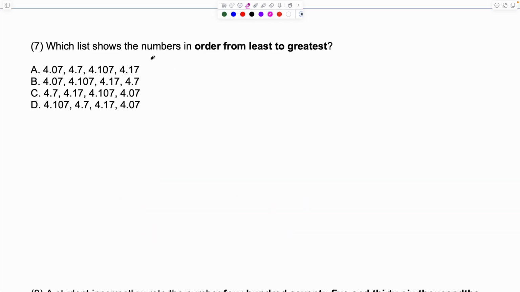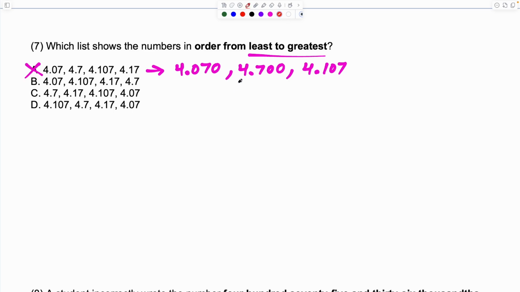Question 7, which list shows the numbers in order from least to greatest? And for this one, I'm just going to go through the answer choices one at a time. And since we're looking for the answer choice that has the numbers in order from least to greatest, we want the numbers to start small and then just increase. So here, choice A, I noticed that we have one number with 3 digits after the decimal. So I'm going to write 4.07 as 4.070. And then we would have 4.700 and then 4.107.